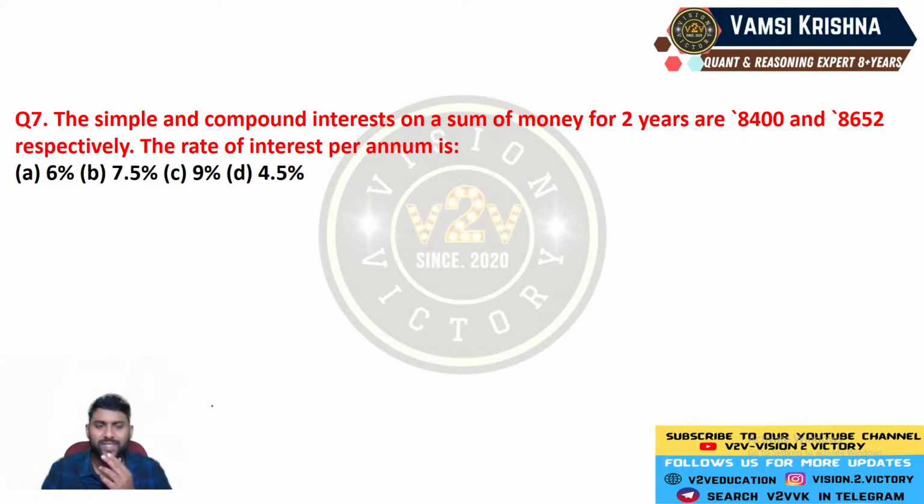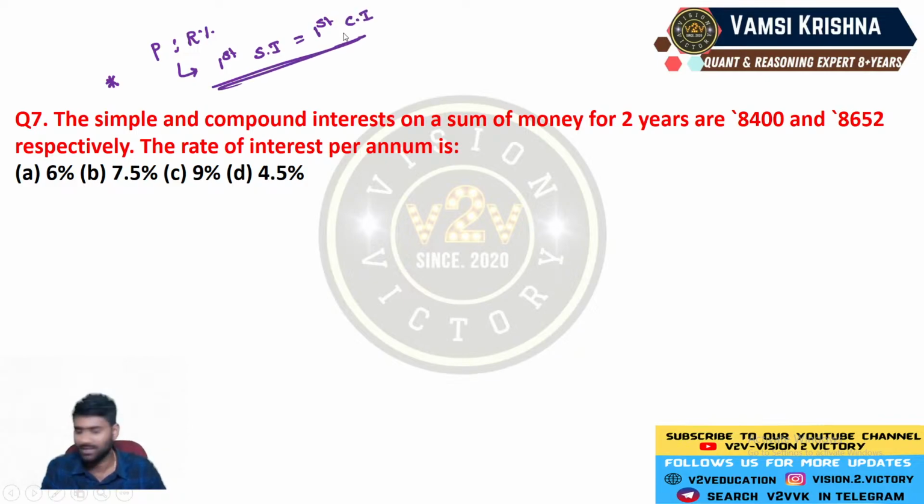See the next question. The simple and compound interest on a sum of money for 2 years are 8,400 and 8,652 respectively. What is the rate of interest? Remember one point: if principal and rate of interest are the same, then first year simple interest is exactly equal to first year compound interest.